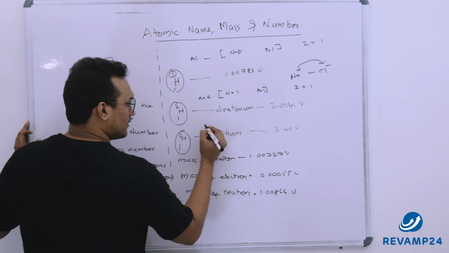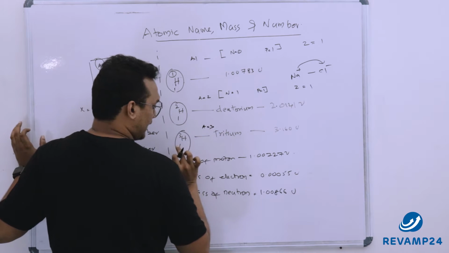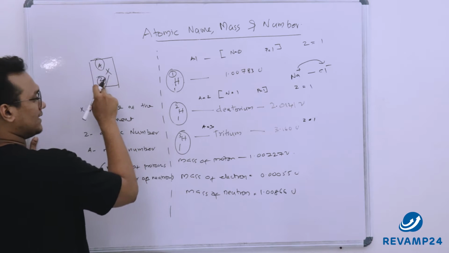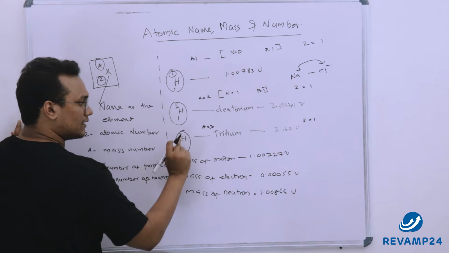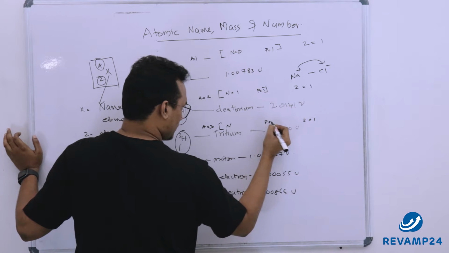In this case, mass number is 3 and atomic number is 1, because A and Z can be immediately given out, 3 and 1. Now number of neutrons and number of protons.